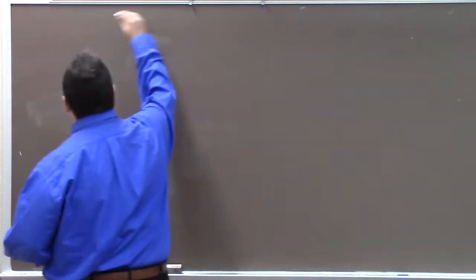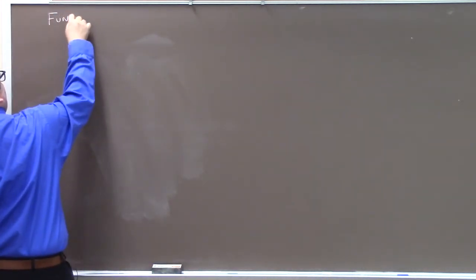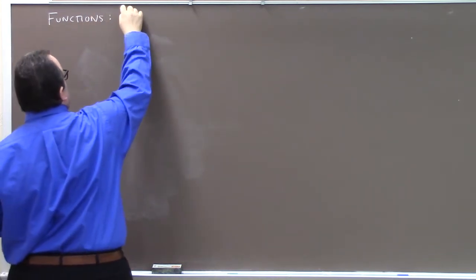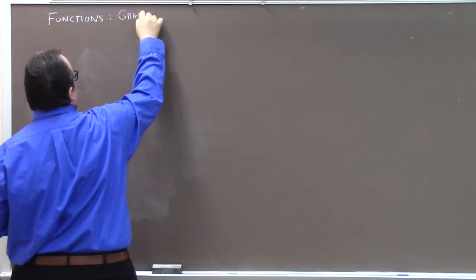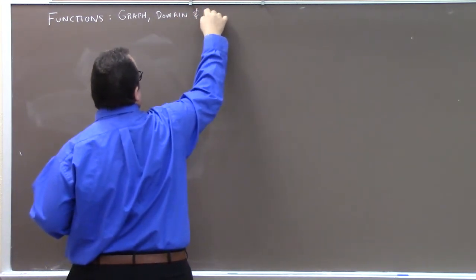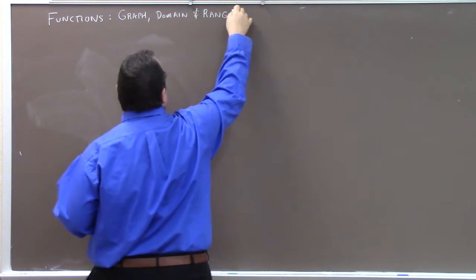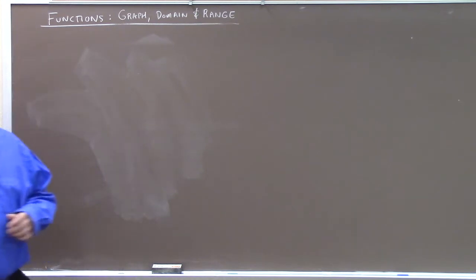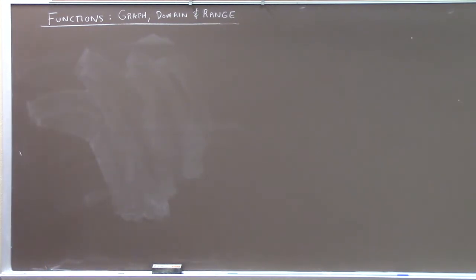So today we're talking about an important topic, which is functions. We're talking about their graph, domain, and range. All right, but really, first of all, we're just talking about the definition of what is a function, right? And so your book says a function is a correspondence between a first set, called the domain, and a second set, called the range, such that each member of the domain corresponds to exactly one member of the range.